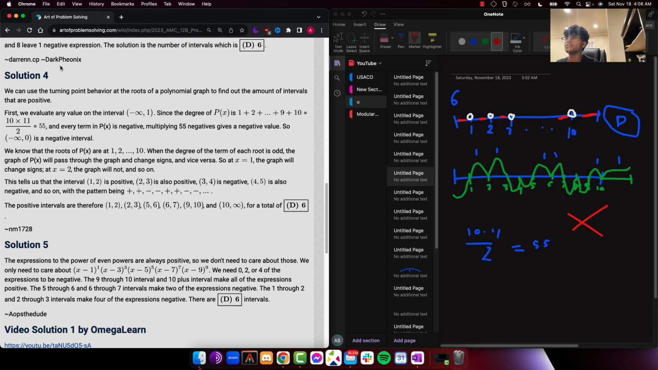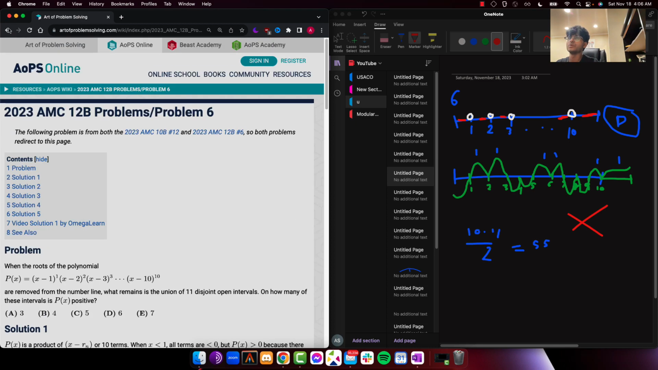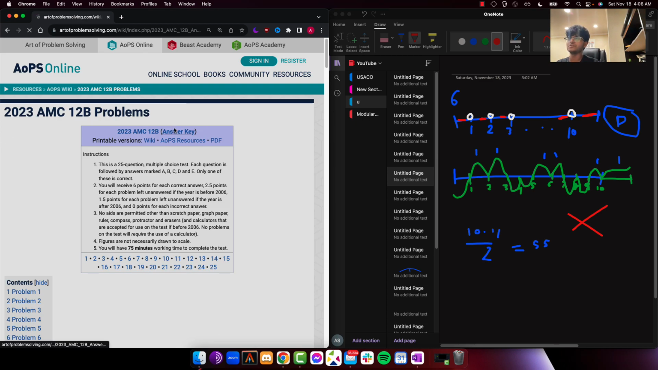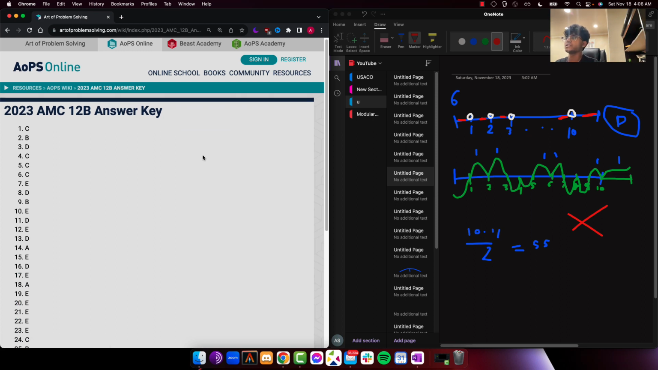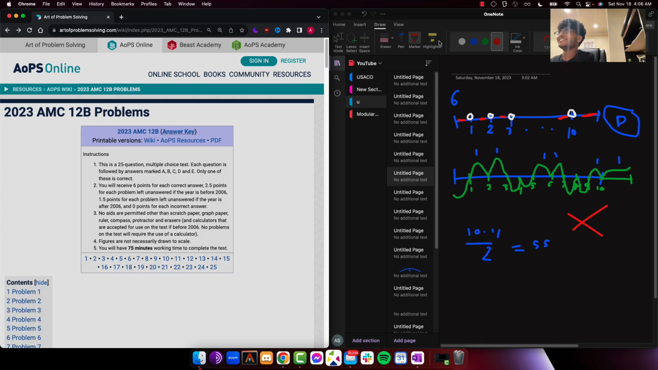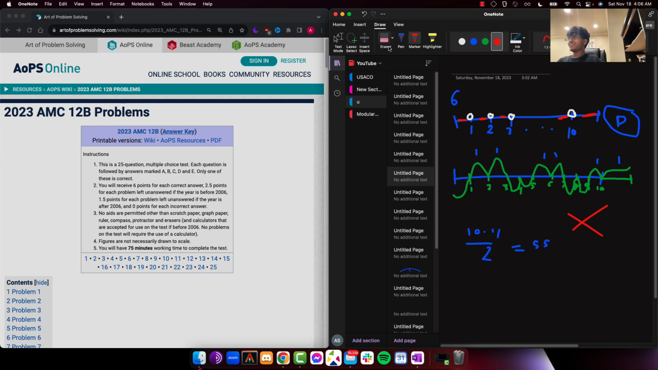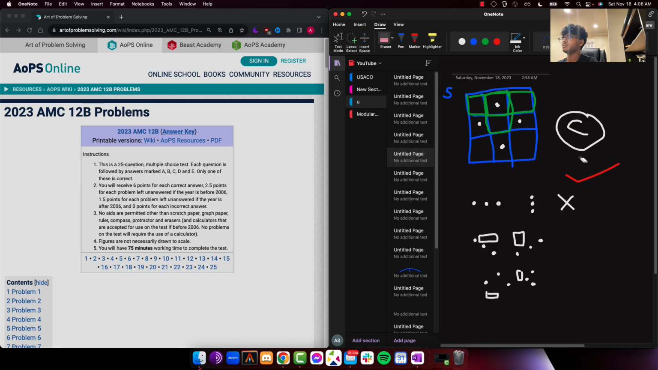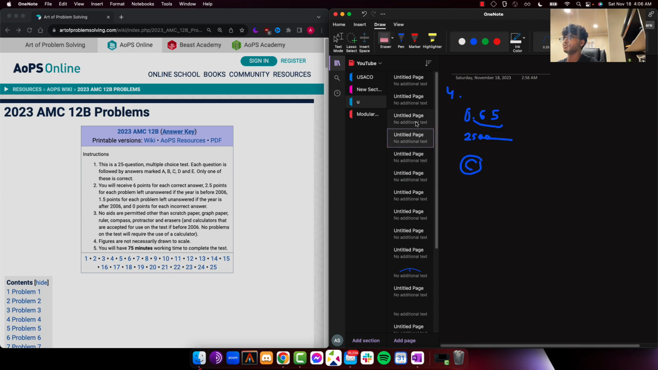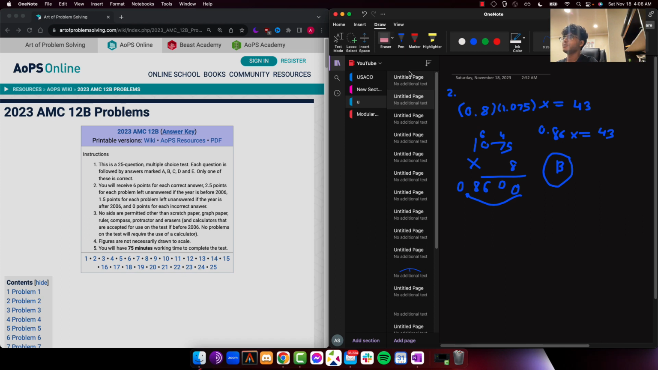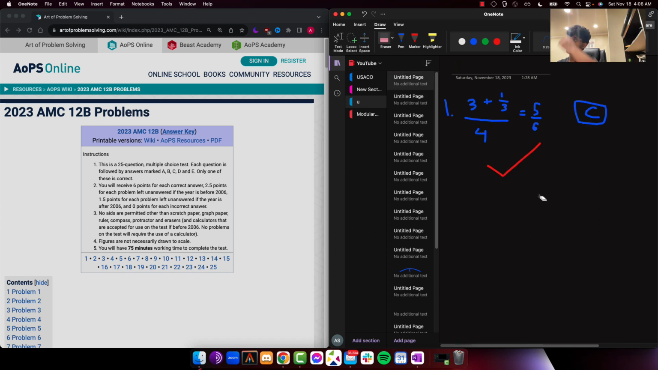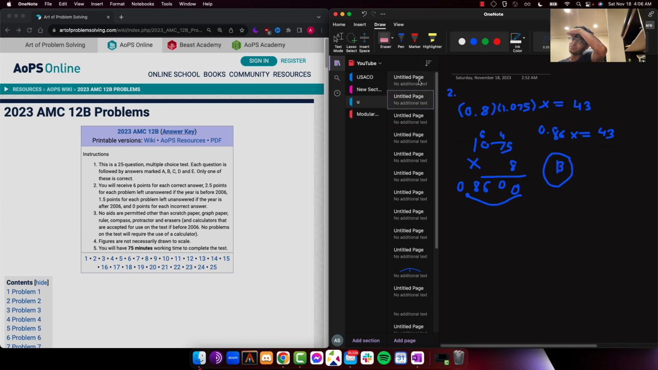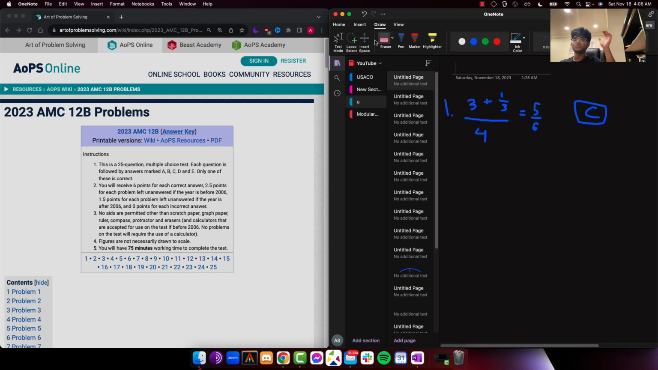Wait, am I reading this wrong? Hold on. Why is the answer key different from the solutions? Okay. Now I'm confused. What should I trust? Let's just go back and regrade these then, because I really don't know what's going on anymore. I'll just go off the solutions, I guess, because at least the solutions have justifications and multiple solutions, so they can't be as weird as the answer key. Should be correct.